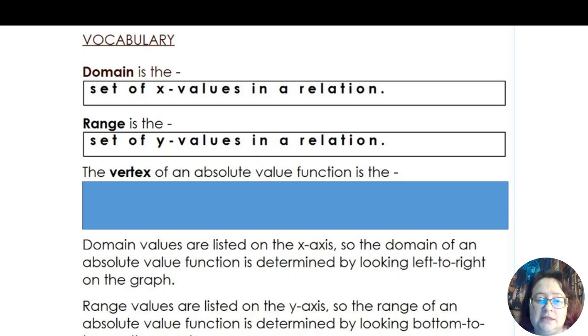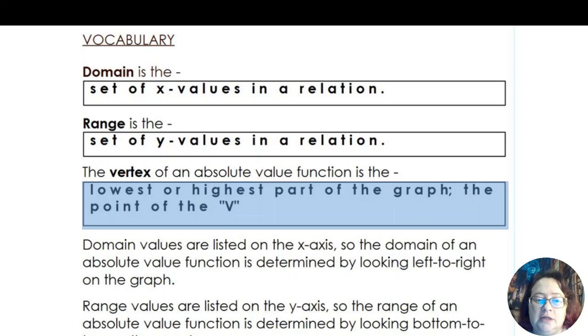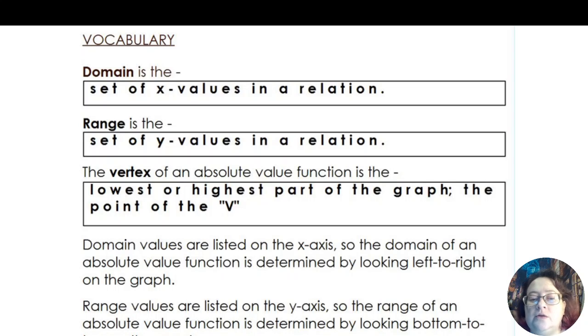The vertex of an absolute value function is the lowest or highest part of the graph. It's the point of the V. Our domain values are listed on the x-axis, so the domain of an absolute value function is determined by looking left to right on the graph. Our range values are listed on the y-axis, so the range is determined by looking bottom to top on the graph.